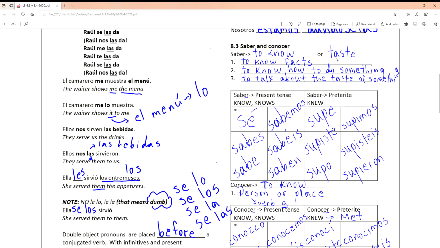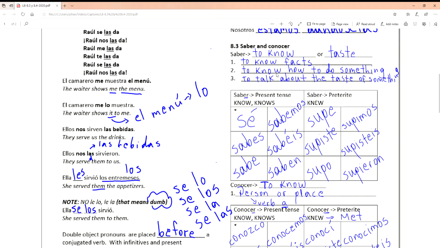And when it comes to taste, it's going to be to talk about the taste of something. We'll do a couple of examples, but just to make sure, let's say to know facts. Let's say la fecha. La fecha is date. If I want to say I know the date, then it would be yo sé la fecha, because that's knowing a fact.